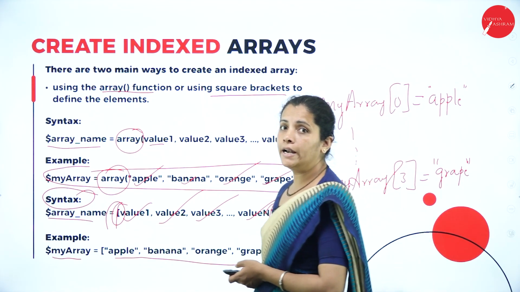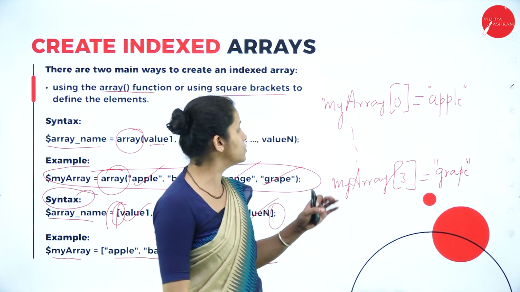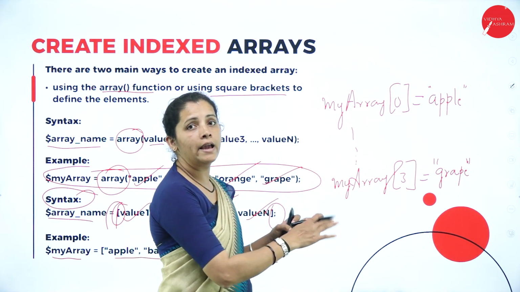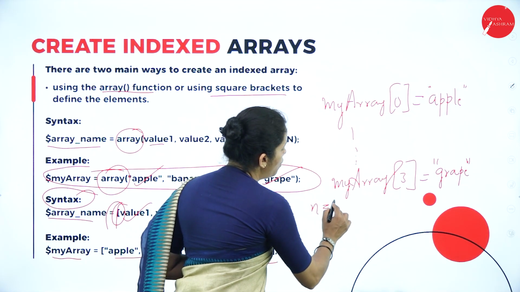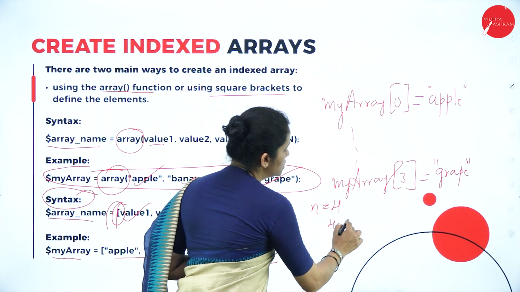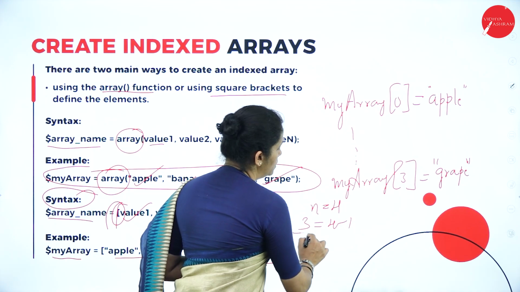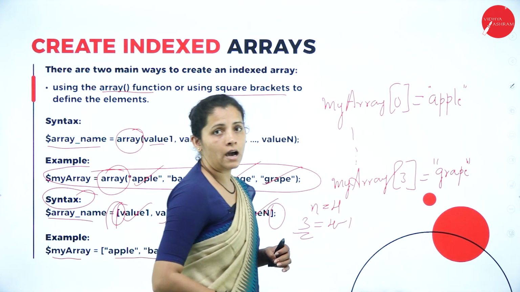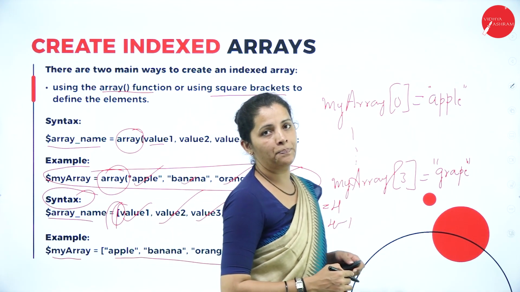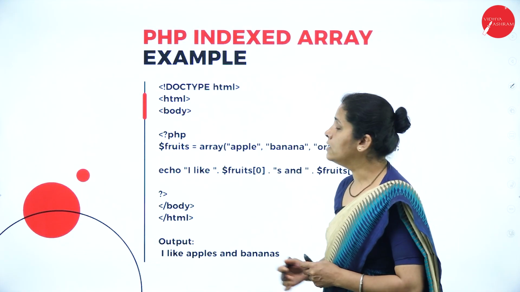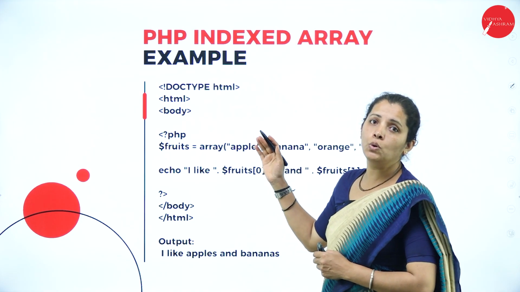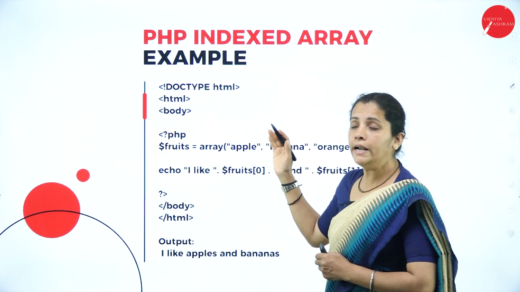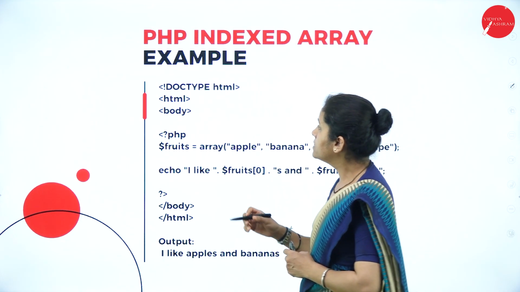So, here the array index starts from 0 and it's going to continue until n minus 1. So, what is the n value? n is nothing but 4. So, 4 minus 1, it is nothing but 3. So, what is my last array index? That's nothing but 3. Now, see here, I have a simple program on how to create an indexed array.